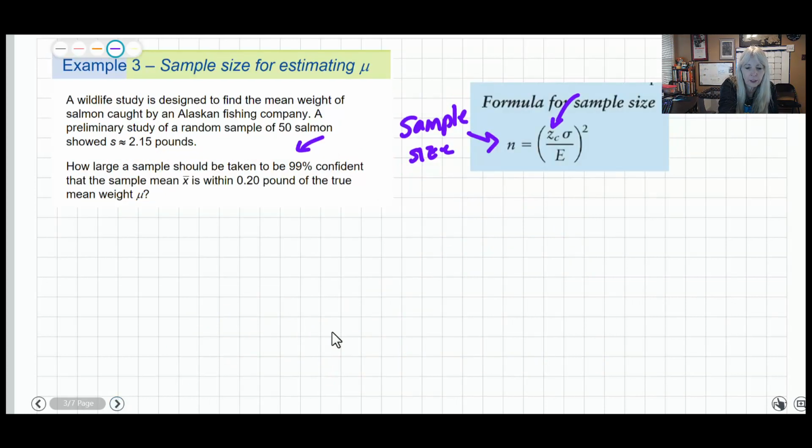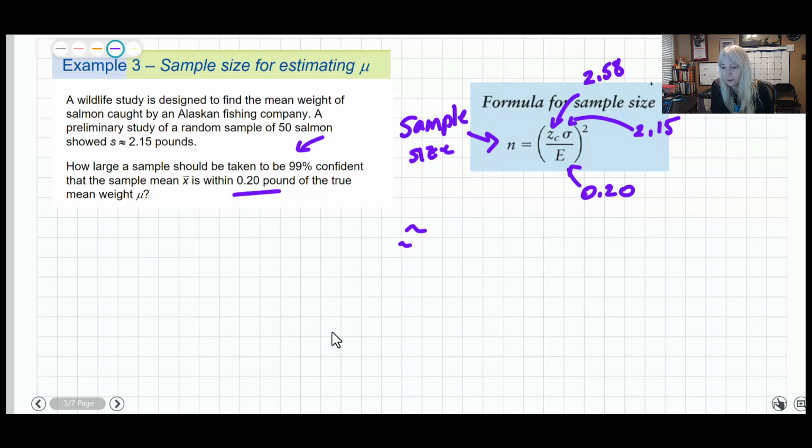So this is 2.58. They give me the sample standard deviation, so that's all I have here is my sample. My sample standard deviation is 2.15. And then for my error, they tell me they want within 0.2, two tenths of a pound. And so I plug all these values in.